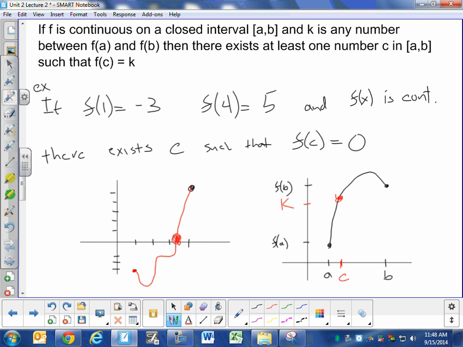Does that make sense? Nod your head yes, shake your head no, or don't move if you're not paying attention. Okay, great.